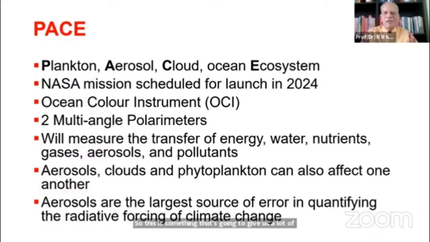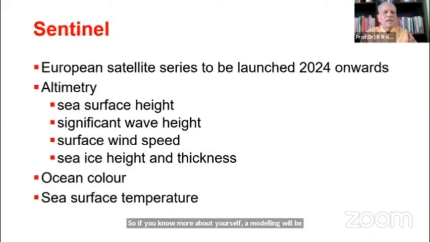And in fact, aerosols are one quantity which cause a lot of uncertainty in climate modeling. So if you know more about aerosols, modeling will be surely better. Sentinel is a European satellite series to be launched next year onwards. That again is an altimeter. It has measurements of sea surface height, significant wave height, surface wind speed, and sea ice height and thickness. It has also got instruments for ocean color monitoring and for the sea surface temperature.